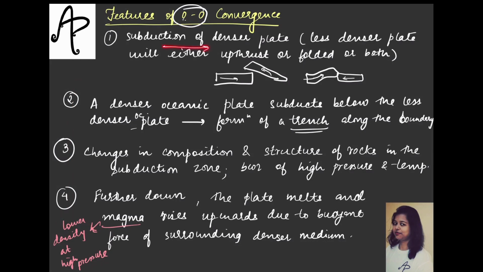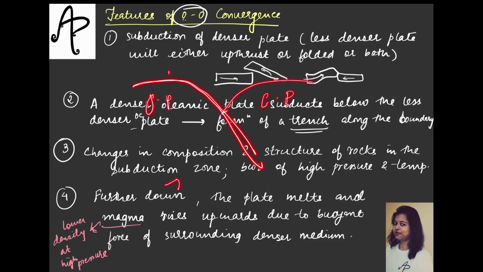So subduction of the denser plate will happen. Then what will happen? A denser oceanic plate will subduct below the, here it is the less dense oceanic plate, but in the case of continental it will be the less dense continental plate. That is the only difference, right? Then a formation of trench will happen along the boundary. Now because of that, if you remember, when we did this, we talked about how there will be changes in the composition and structure of the rocks also in that subduction zone, wherein the denser oceanic plate is subducting under the continental plate.